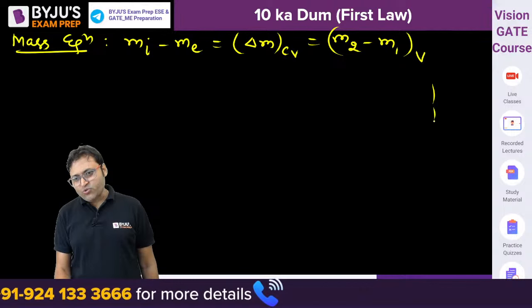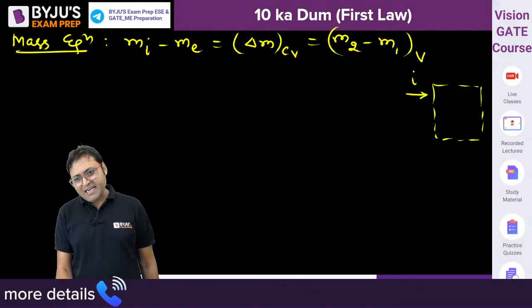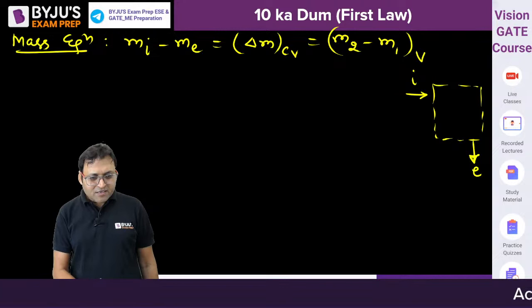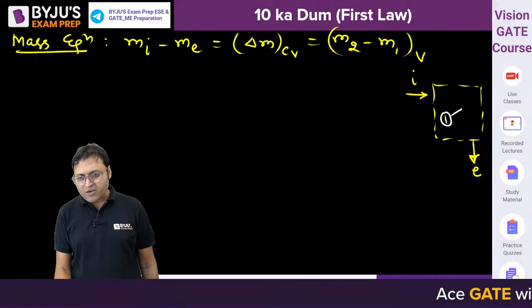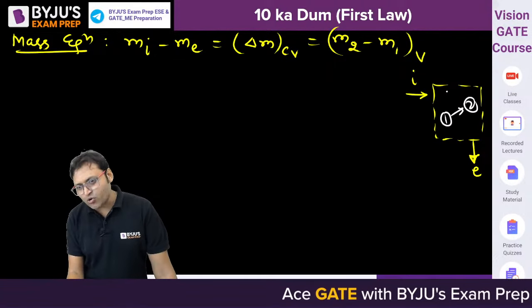Let me show you this. This is our control volume. This is inlet, let us say. This is exit, right? And the process undergone is 1 to 2. The process undergone by the tank. This is our control volume.